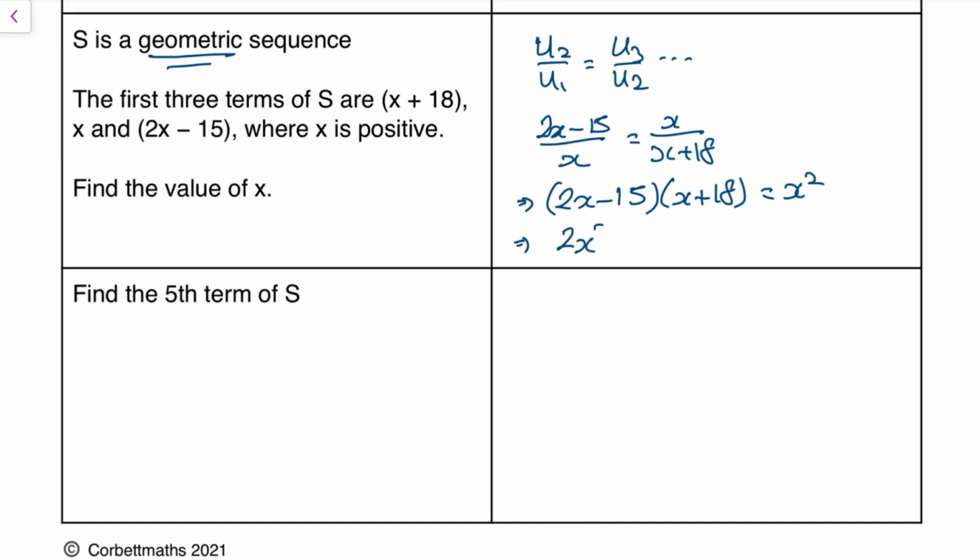So that's going to give me 2x squared. 2x times 18 is 36x. Minus 15 times x is minus 15x, and now I'm going to need my calculator for this one. 15 times 18 is 270, so minus 270, and that's all equal to x squared.